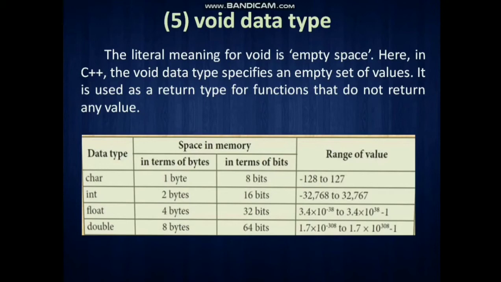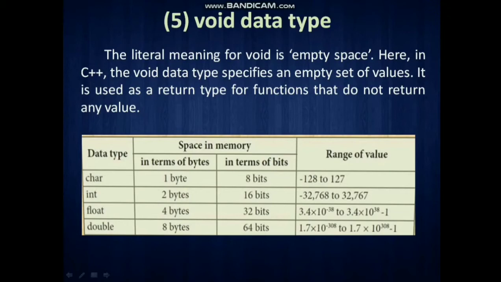Void data type is empty space, that's all. Empty space means nothing will be there in that particular data type. So nothing is there means do not return any other value. In return type, do not return any value. Whenever we write our program, we use return data types. That time, when we use void data type, the return value is nothing, nothing will be displayed. That is called empty space. Whenever you use void data type, nothing will be there. Do not return any other value.